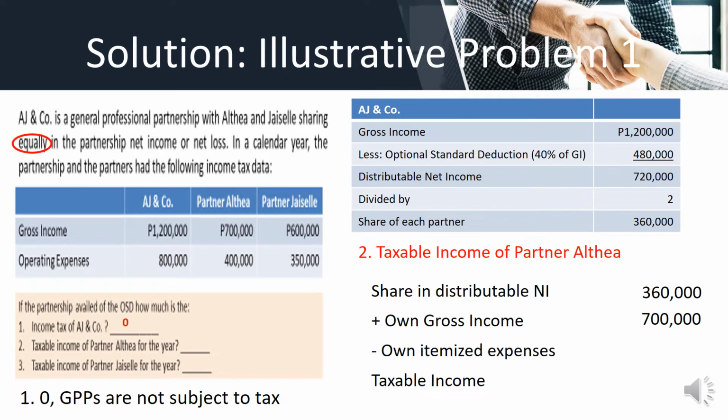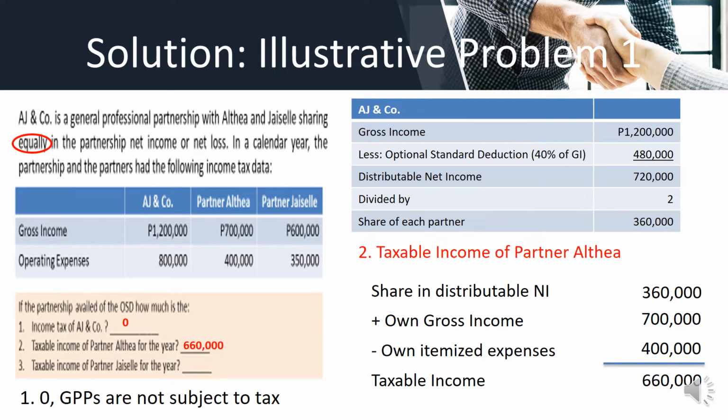So sabi natin kanina, pag ang pinili ng general professional partnership ay OSD, automatic si partners ay itemized deduction. When we say itemized deduction, kung magkano yung nakalista na expenses or operating expenses ni Althea, yun yung ide-deduct natin. So, according to the problem, ang itemized expenses ni Althea is the operating expenses of 400,000. So, therefore, the taxable income of Althea will be 360,000 plus 700,000 minus 400,000. So, taxable income amounts to 660,000. At yan yung magiging answer natin for number 2.